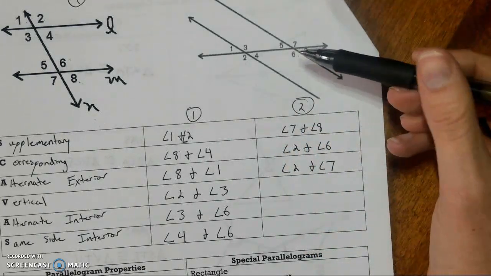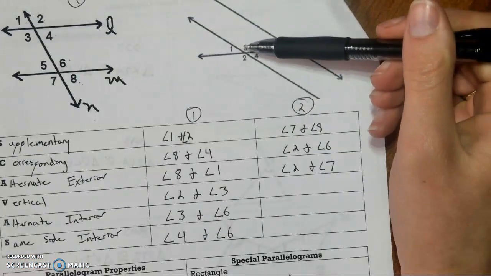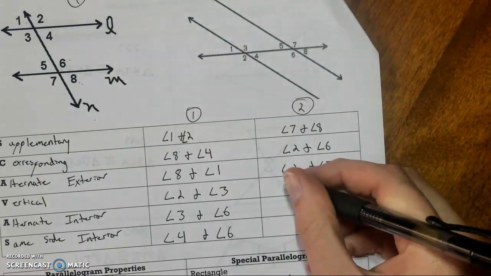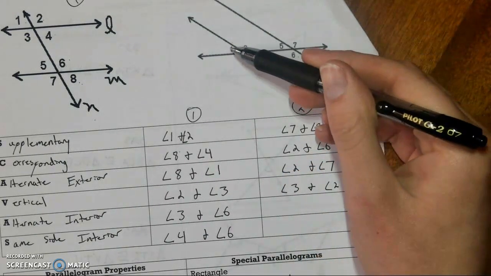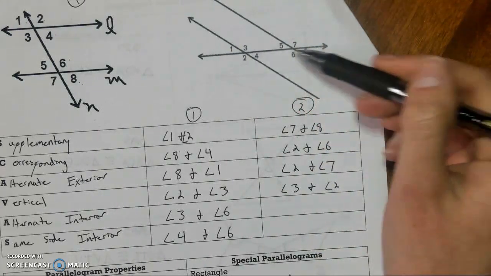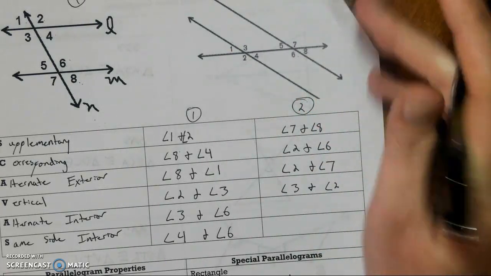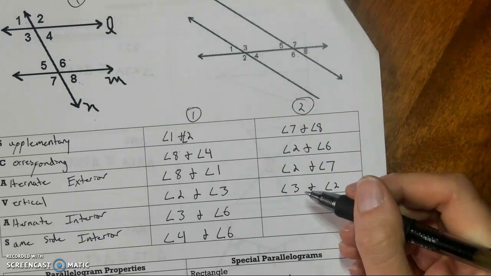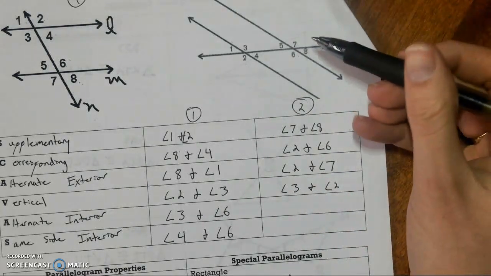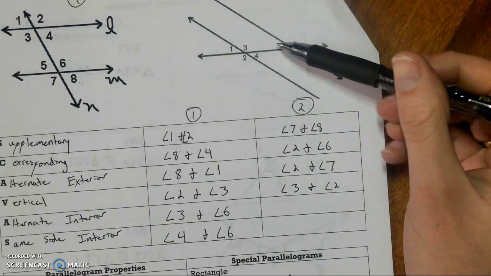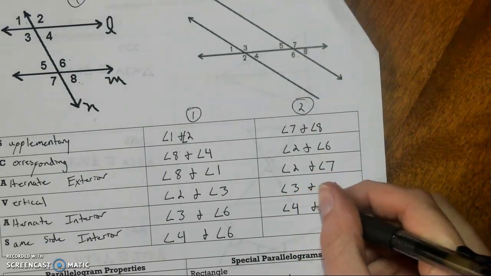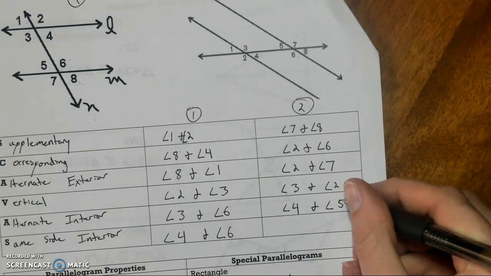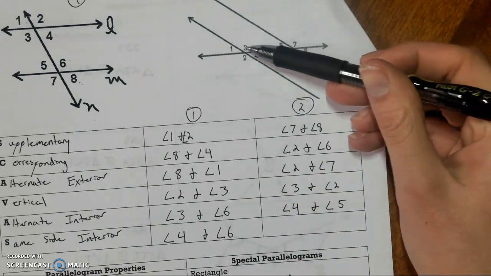For vertical, you're looking for the V, you're looking for like the crosses, and that would be like 3 and 2. Angle 3 and angle 2. You maybe did like 1 and 4, or 5 and 8, or 7 and 6. Alternate interior, they are alternate, they are opposite, and they are on the inside. So like 4 and 5 would work. Angle 4 and angle 5. You maybe did 3 and 6.